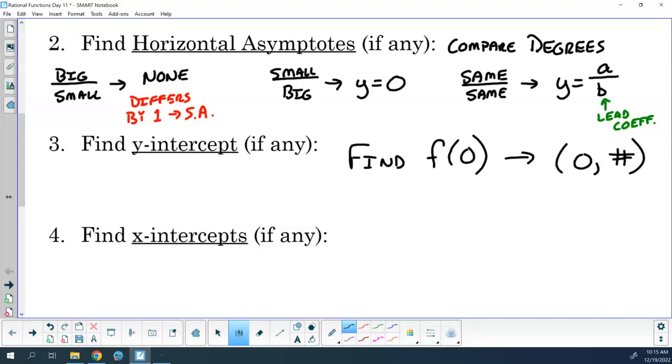Vertical. If I have a vertical asymptote of x equals 0, I do not have a y-intercept. Otherwise, I've got a y-intercept. Okay? That's the only time that I won't have a y-intercept, if I have a vertical asymptote of x equals 0. That's fine.